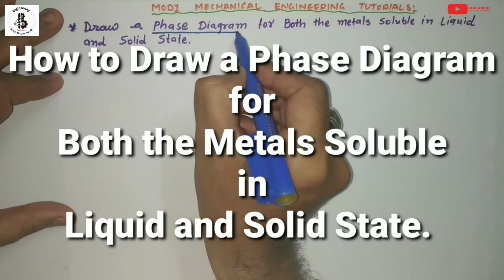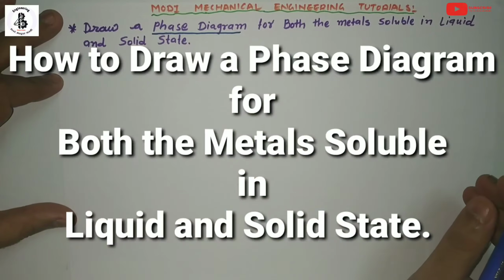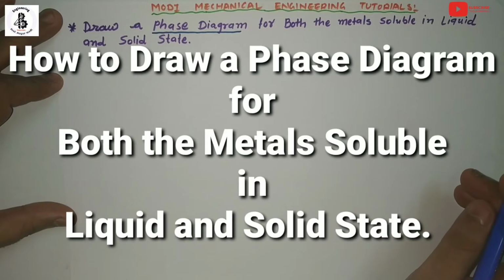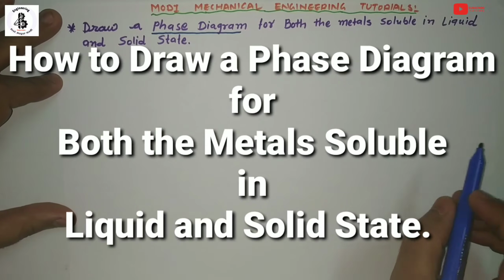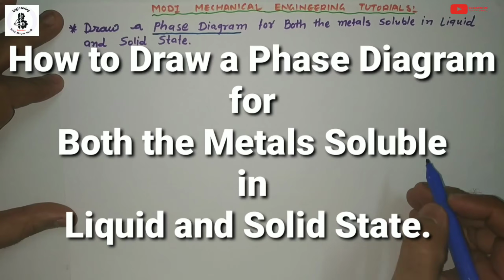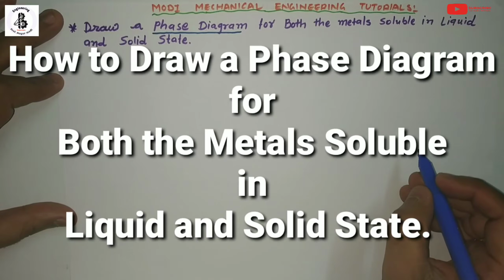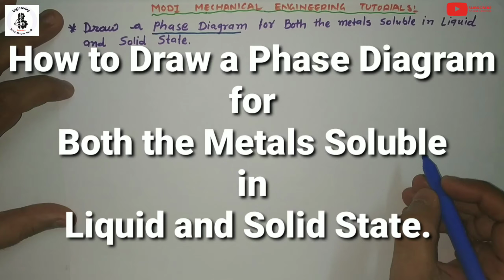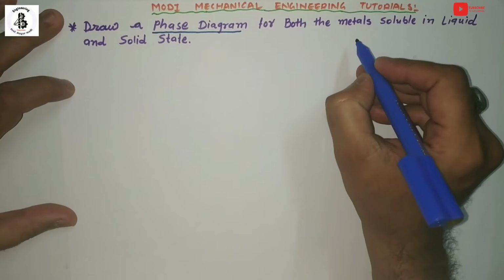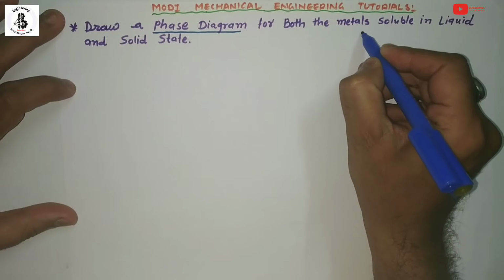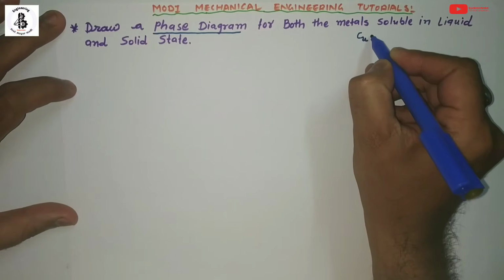So you will easily study the different phases for both the metals, or you can say the binary metal alloys, which have 100% solubility in the liquid and solid state. So let's take two metals as an example over here. We are taking one metal as copper.